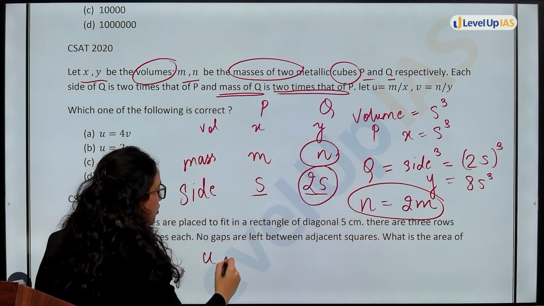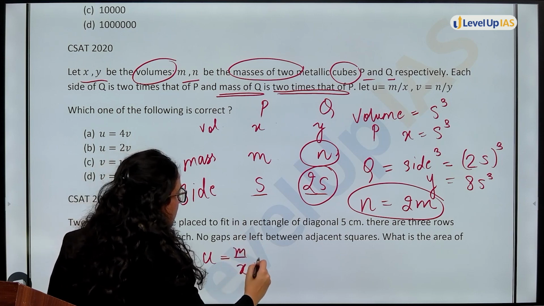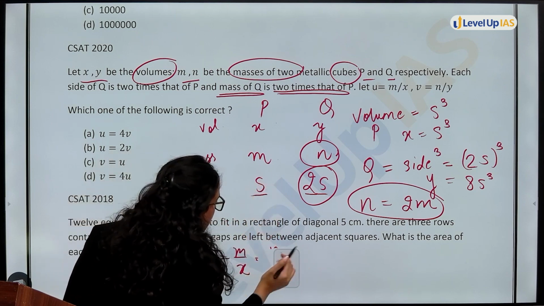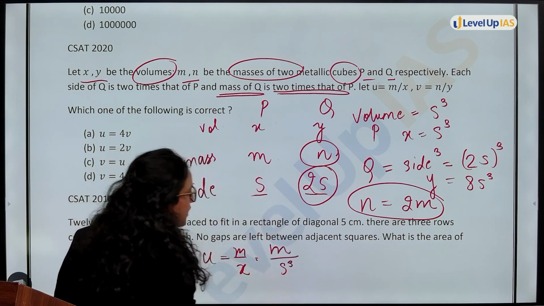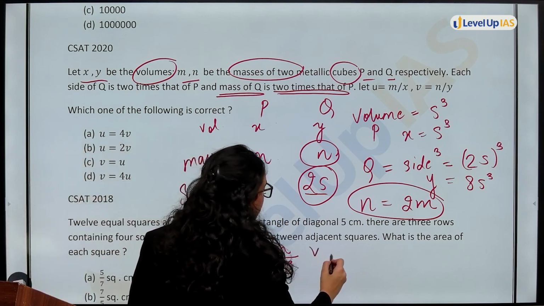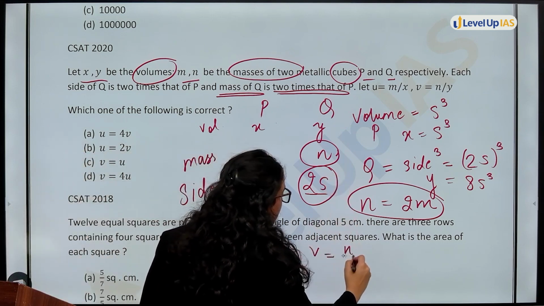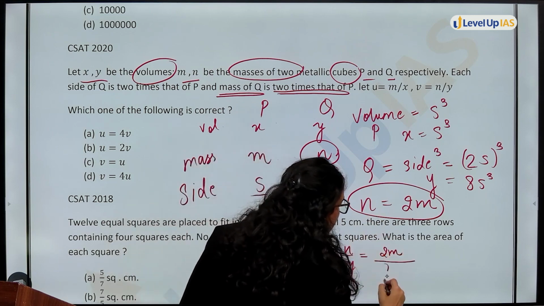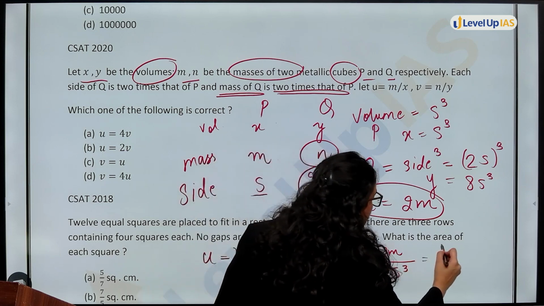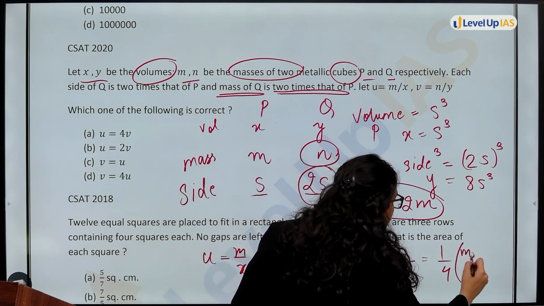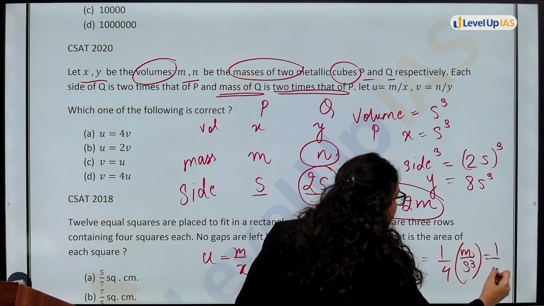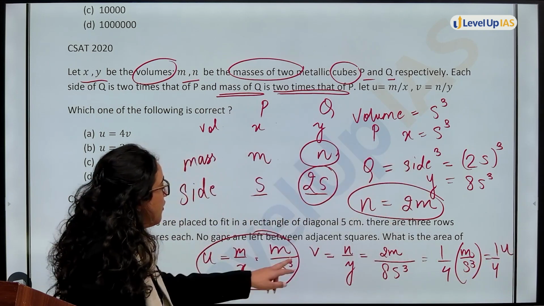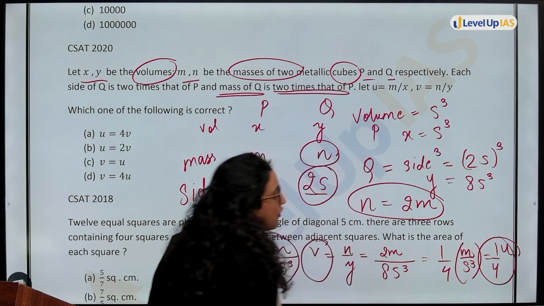Right? Now I have X and Y in terms of S and N is equal to 2M. Now see what U becomes. U is equal to M by X. Okay? What is M? Let M by X remain as it is, or in place of X you can put S cube. This is U. V is equal to what? V is equal to N by Y. What is N? 2M divided by Y, which is 8S cube. So what does this become? 1 by 4 M by S cube. What is 1 by 4 M by S cube? U. So V is equal to 1 by 4 of U.